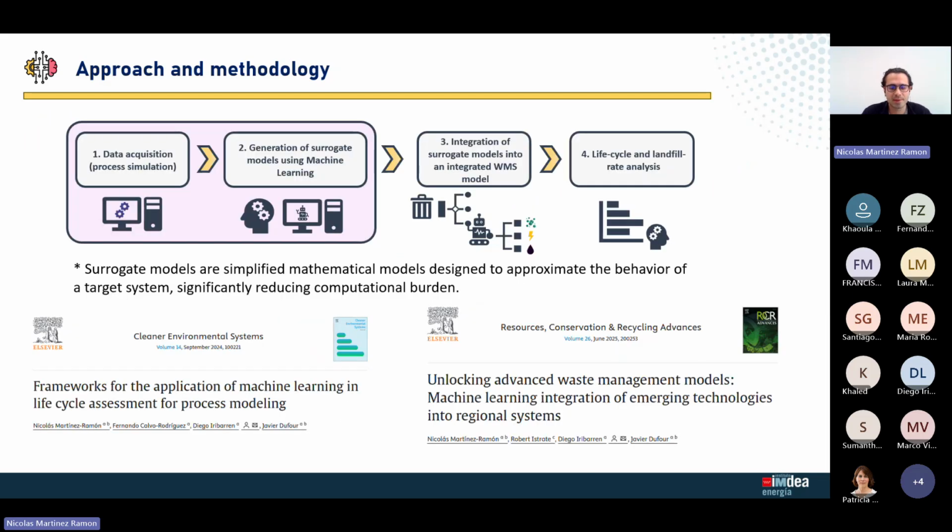So this is all summarized in this much simpler diagram in which we go from data acquisition to the generation of surrogate models using machine learning, and to the integration of these surrogate models into the waste management systems, which we can then use to perform the life cycle and landfill rate assessment as we desired. The first section highlighted in purple can be found in more detail in the paper on the left, which is the framework for the application of machine learning in life cycle assessment and process modeling. And the second part, which is more applied to the specific case that we'll be dealing with today, can be found in another study that was an outcome of this project, called Unlocking Advanced Waste Management Models.